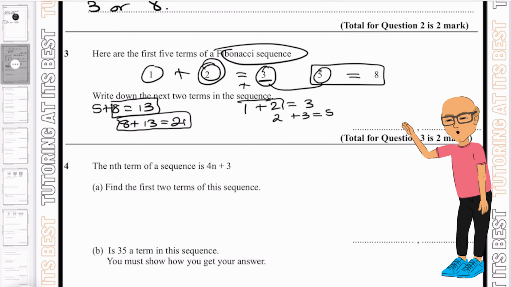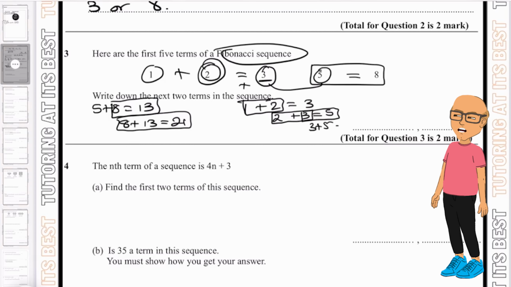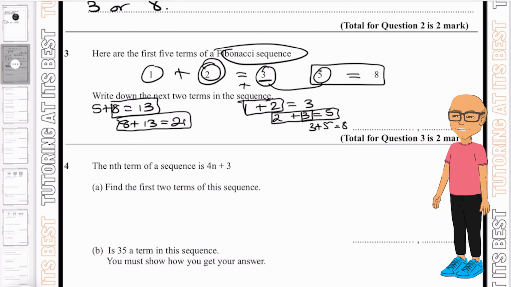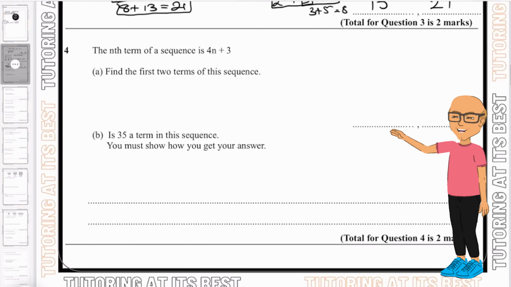And this continues. So we start off with the first and the second, now the second and the third, and then the third and the fourth, and so on and so on. So we can simply write down 13 and 21. Okay, let's go for question 4.